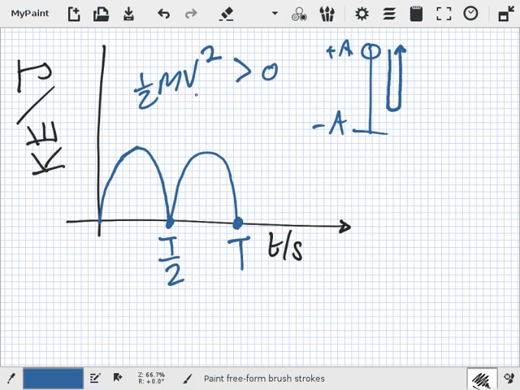Why isn't there like space? Because it's like, why isn't it moving? Let me think. Does it make sense? What would potential energy look like? Potential energy would be the opposite, wouldn't it?